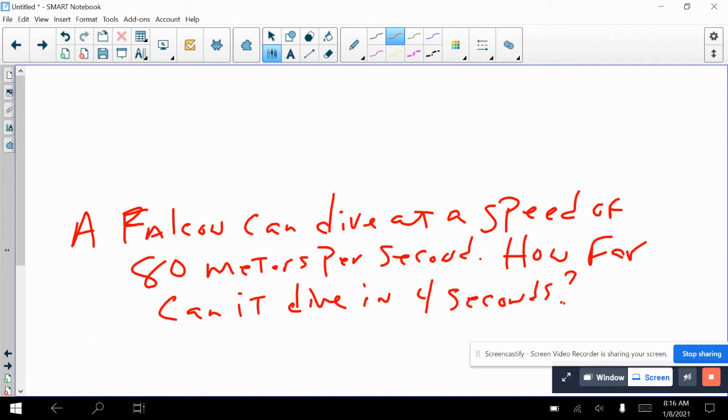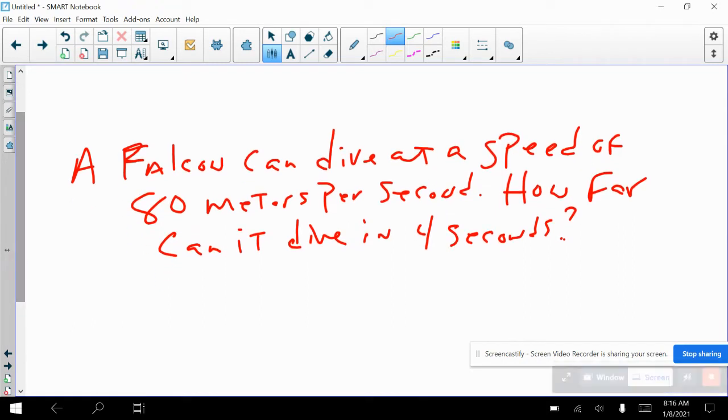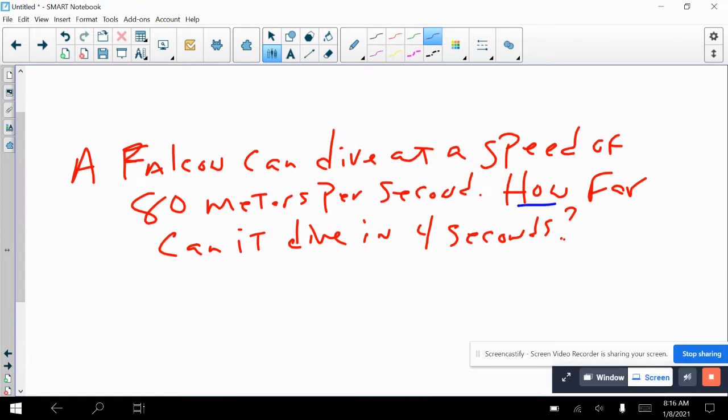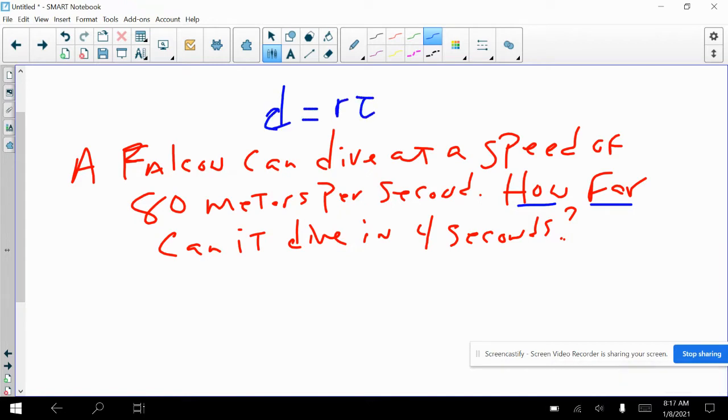I'll read that to you because you may not be able to. It says a falcon can dive at a speed of 80 meters per second. How far can it dive in 4 seconds? The first thing you should be thinking is how far, that's a distance thing, right? Right now we're only dealing with this, but they're going to be mixed up for you. That's the formula that you need. You're trying to find the distance.